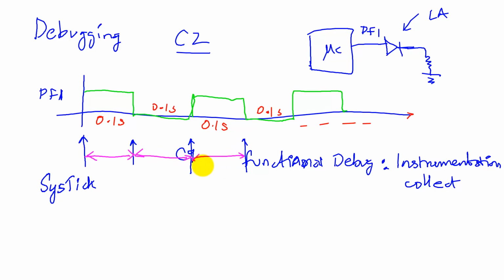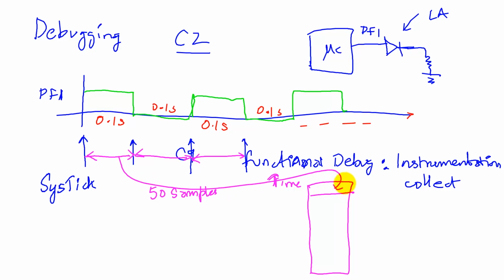We will collect around 50 of these time differences, 50 samples, if you will, and write them into an array called time. So once I stop my program, in C9, I will look at these values and verify whether they meet the functional requirements. So that's the plan.